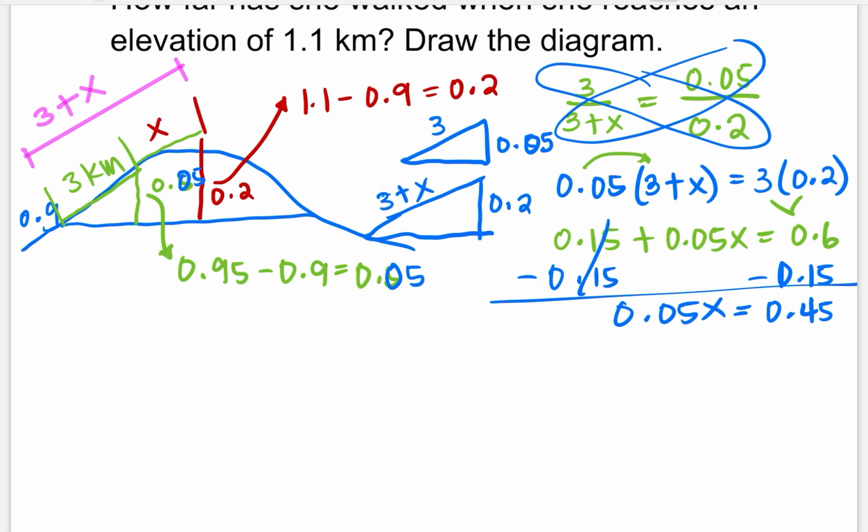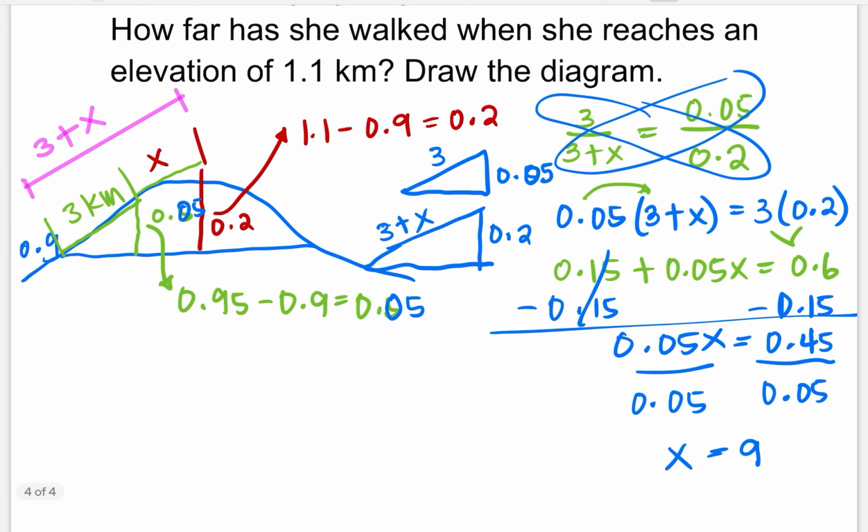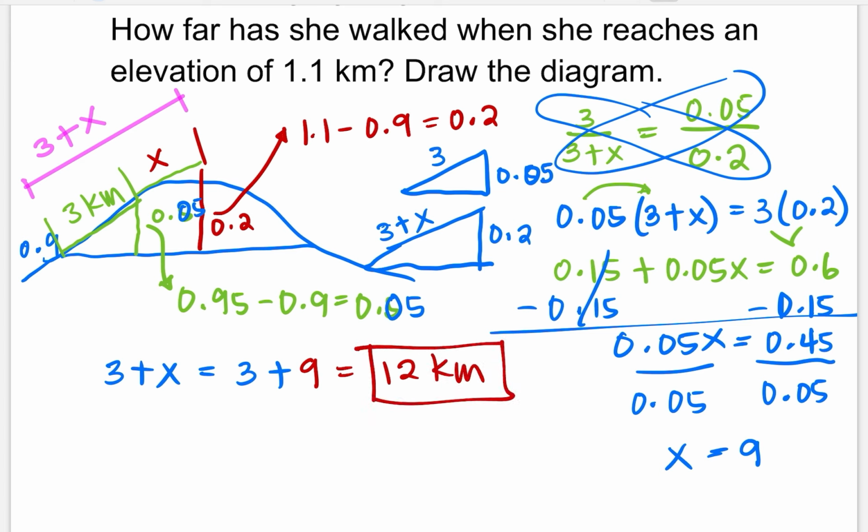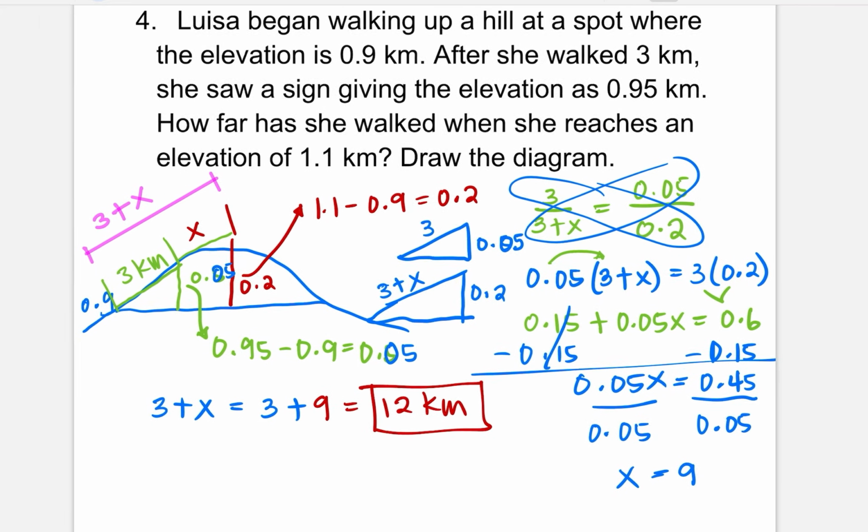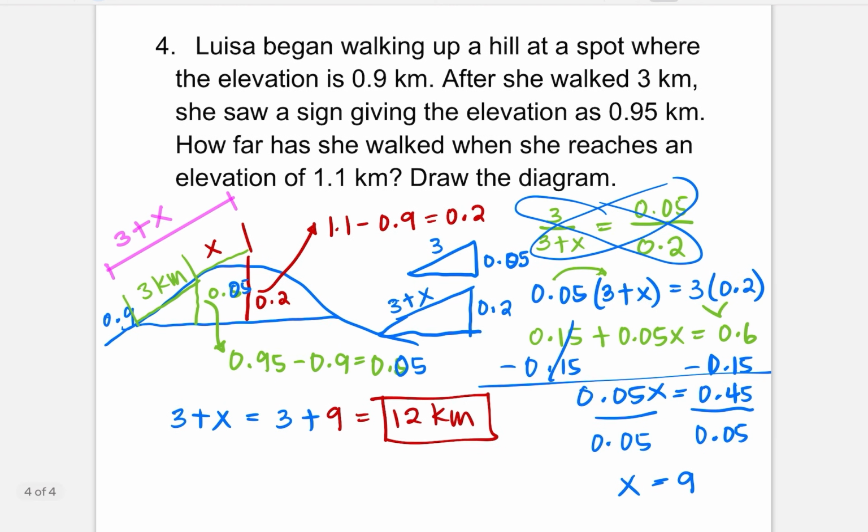Okay, so isolating x, we're dividing both sides with 0.05, and so this will give us x is equal to 9. So the value of x is equal to 9. But remember, we are trying to find how far she has walked. So that would be 3 plus x, which is 3 plus the value of x that we found, 9. So then therefore, Louisa has walked for 12 kilometers when she reached the elevation of 1.1 kilometers.